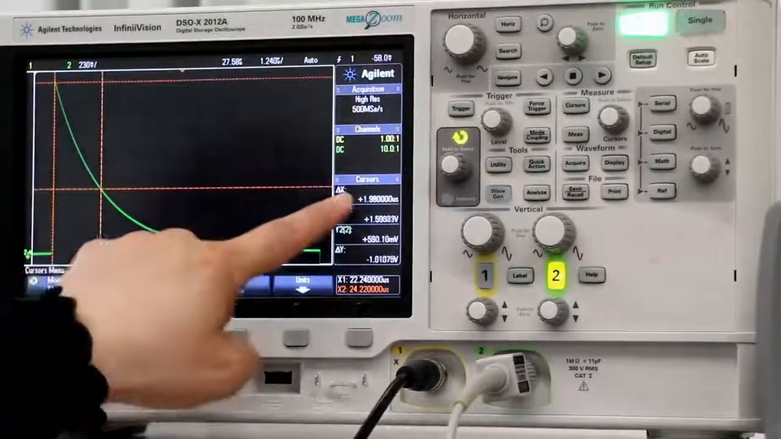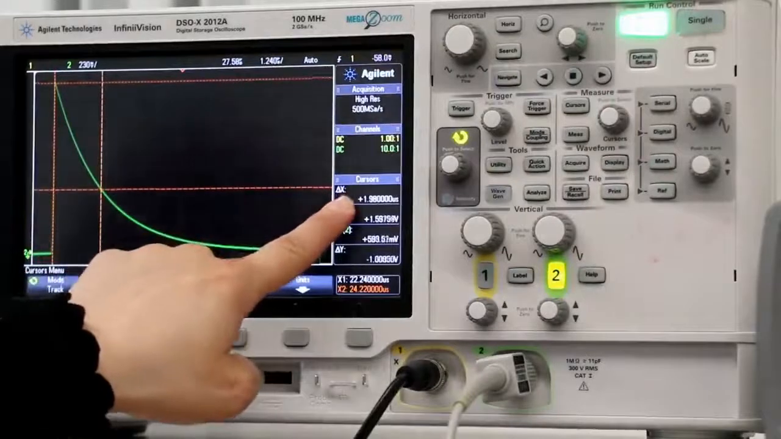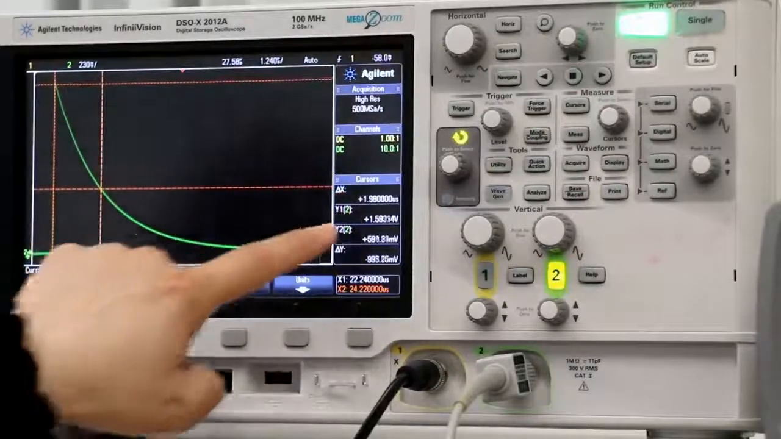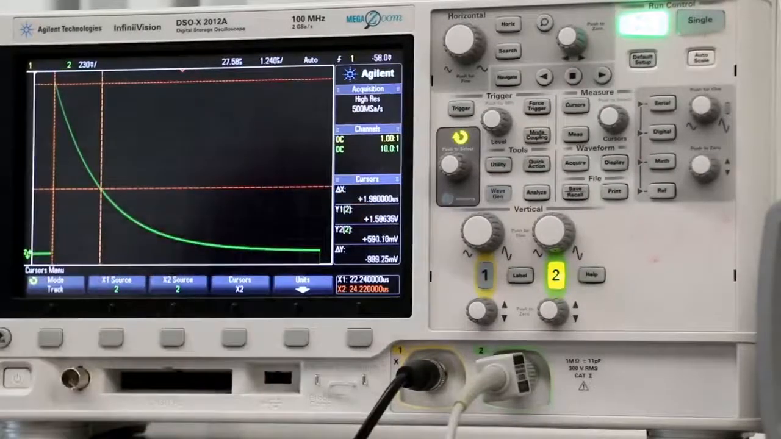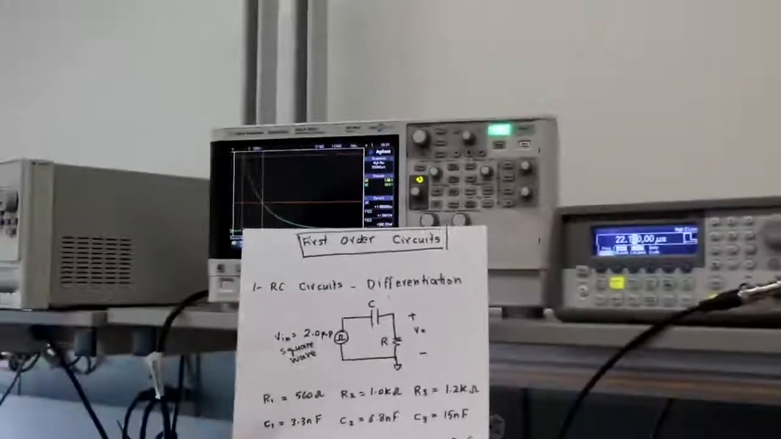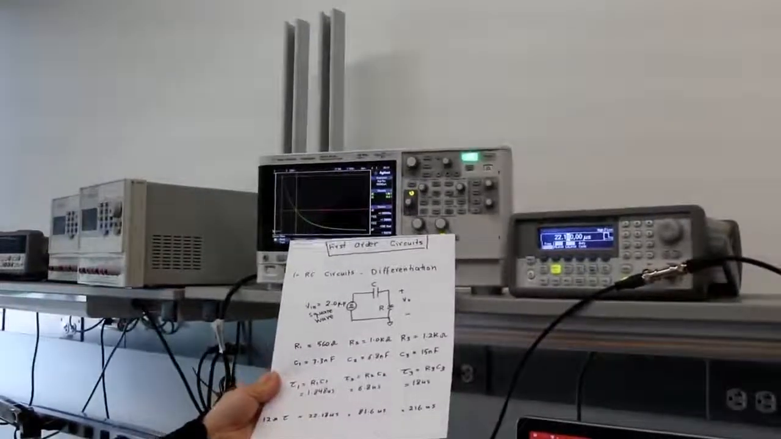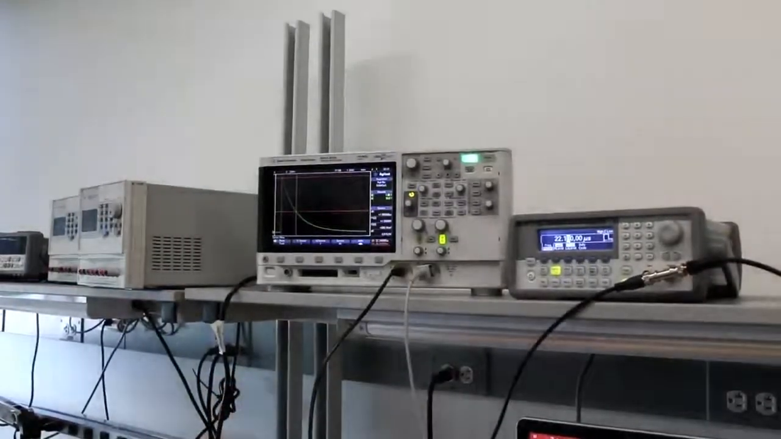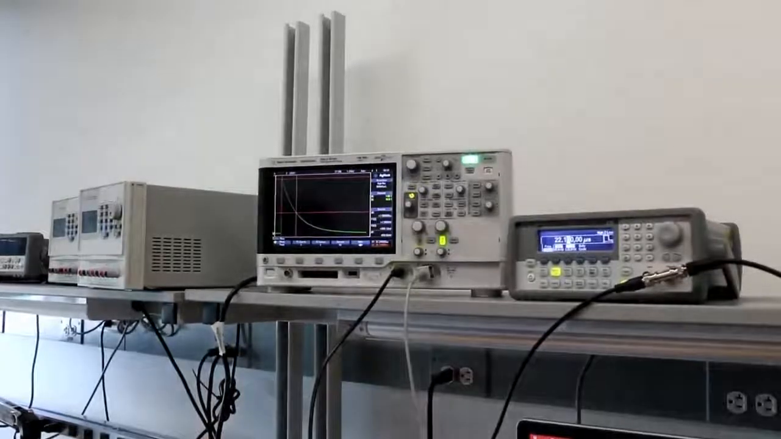Now delta X is tau. So tau here is 1.98 microseconds, and the expected tau for this circuit is 1.84 microseconds, and it's close to this tau. This is for the first circuit.